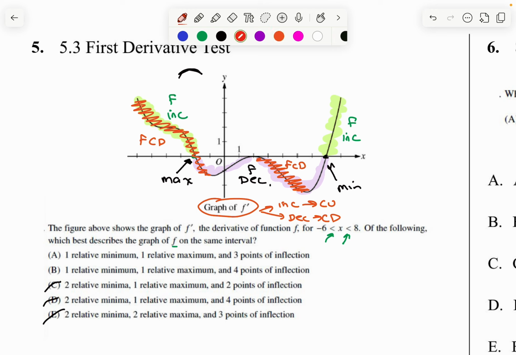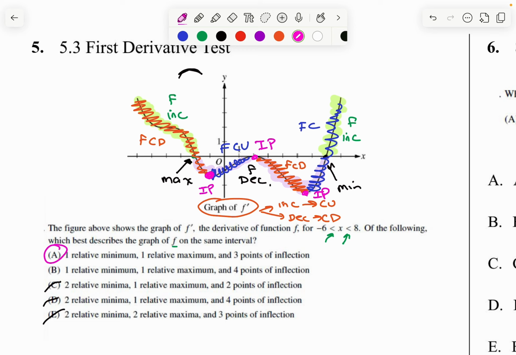And then here in this middle section, f prime is increasing. So f is concave up, and f is concave up. And a switch in concavity like that produces an inflection point. So I have an inflection point, one at that x value, one at that x value, and then one again here. 3 inflection points. So that means the answer is A.